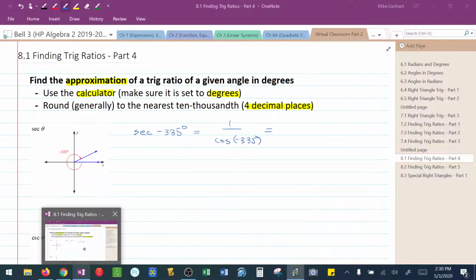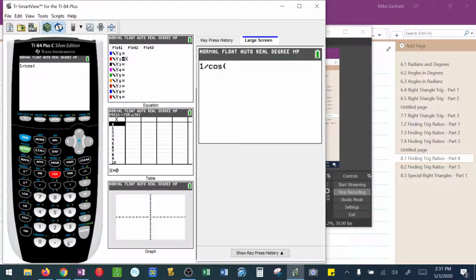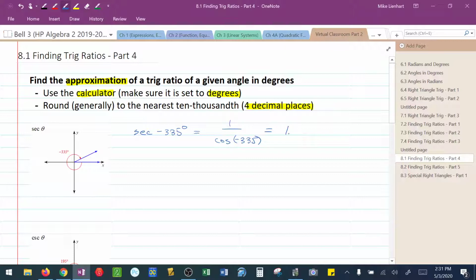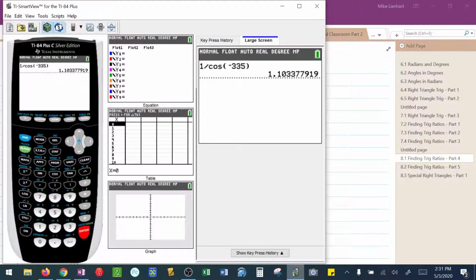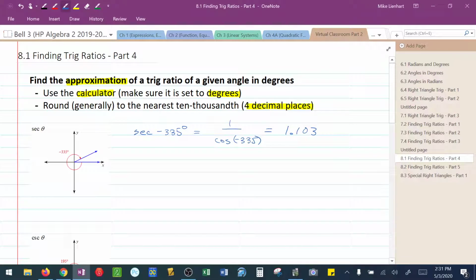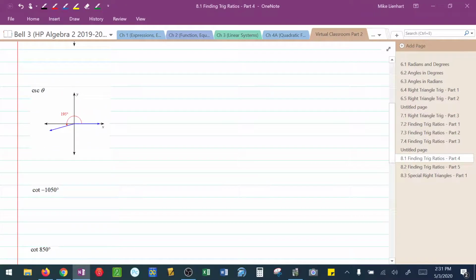And what was that again? That was negative 335. Close that off and hit enter. And it says 1.103. And then what's the next digit? The next digit, the 4th position, there is a 3, but that 7 rounds it up, so that would be 4. All right, how about the cosecant?